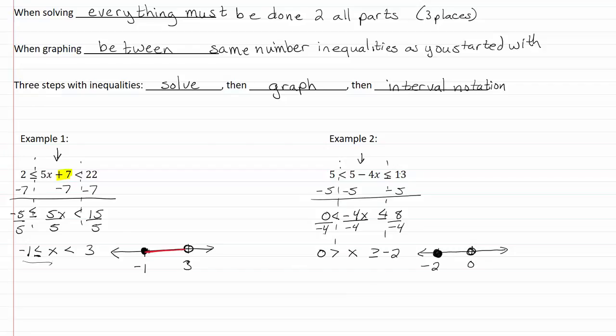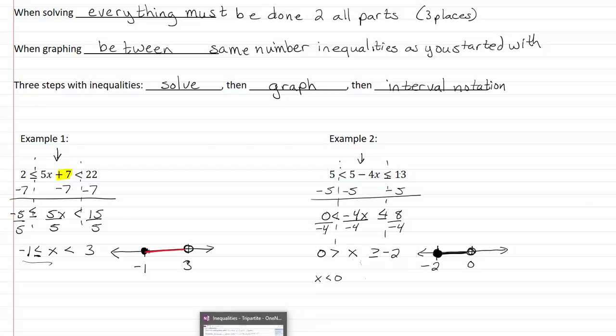Now I need to figure out which way I'm going here for my graph. So we have 0 is greater than x, or in other words, x is less than 0. So that means we're going to go to the left. And then we have x is greater than negative 2, which means we're going to go to the right.